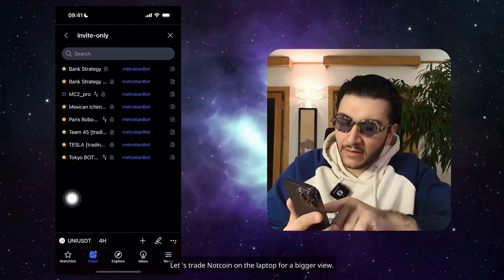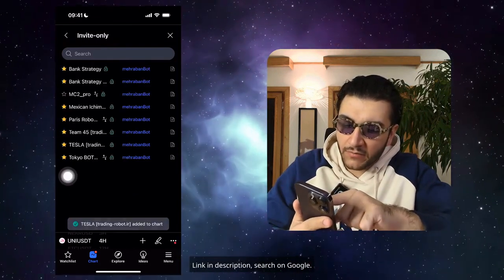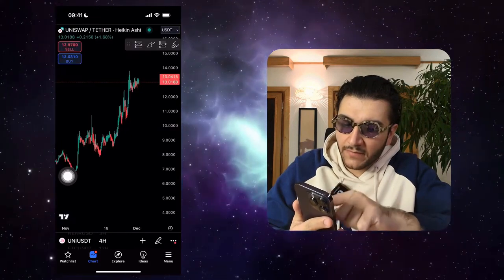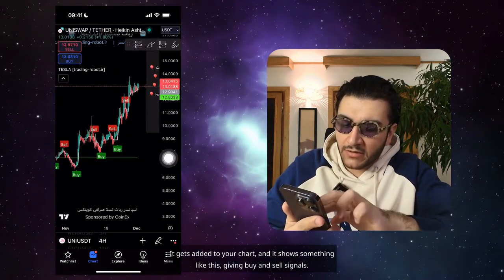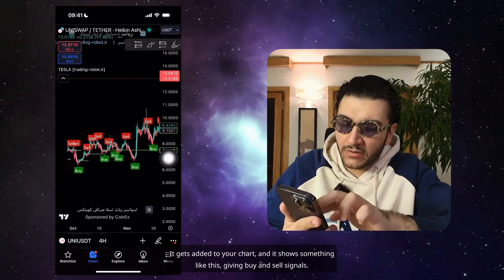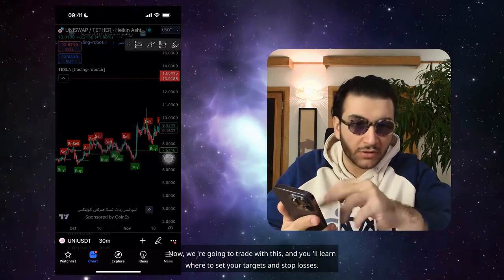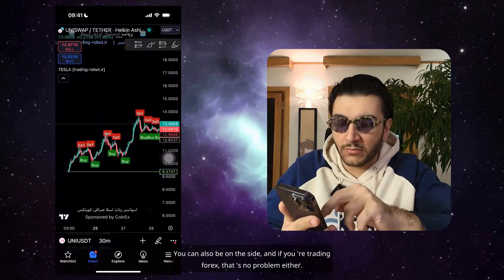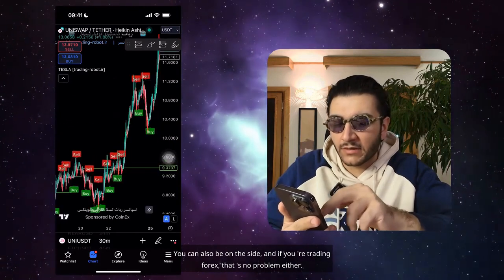This is systematic. Let's trade Natcoin on the laptop for a bigger view. Link in description, search on Google. It gets added to your chart and it shows something like this, giving buy and sell signals. Now we're going to trade with this and you'll learn where to set your targets and stop losses. You can also be on the side, and if you're trading forex, that's no problem either.